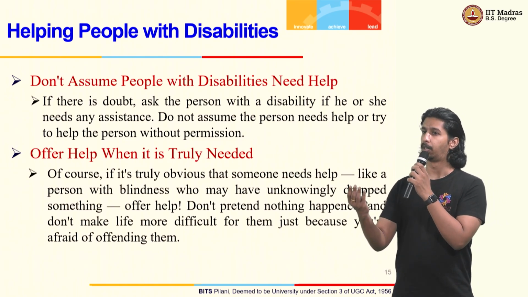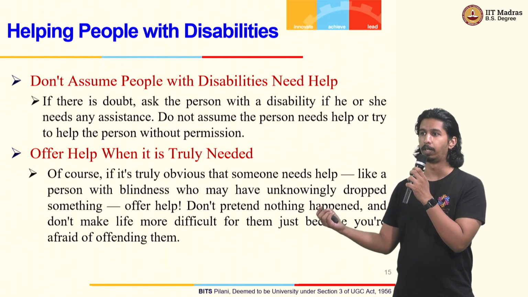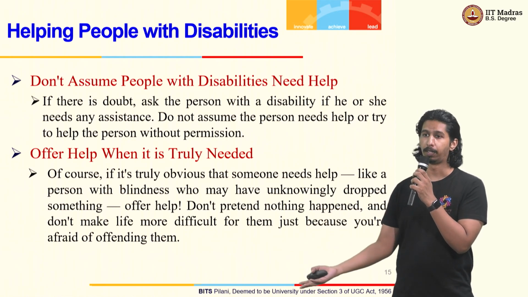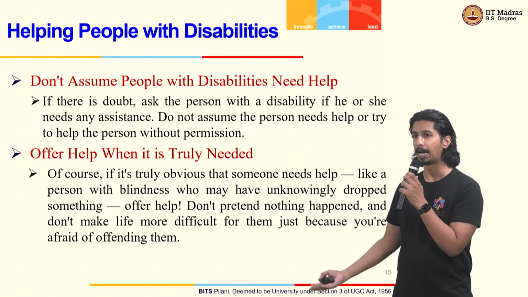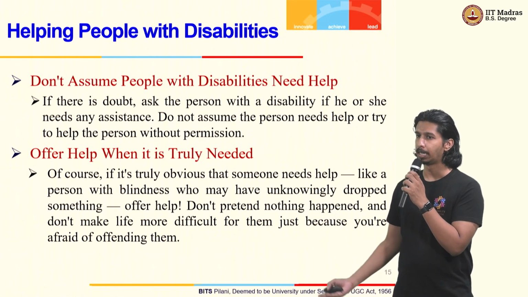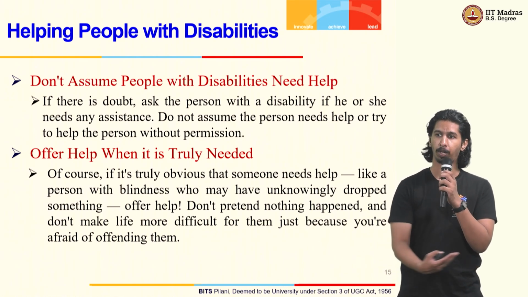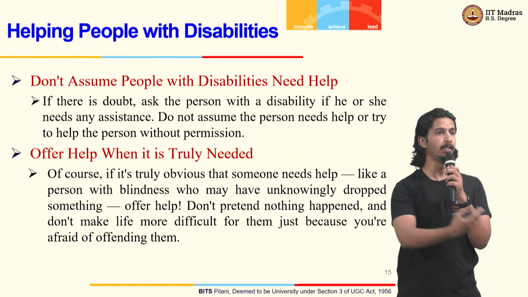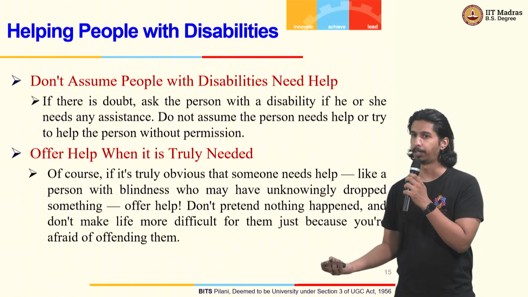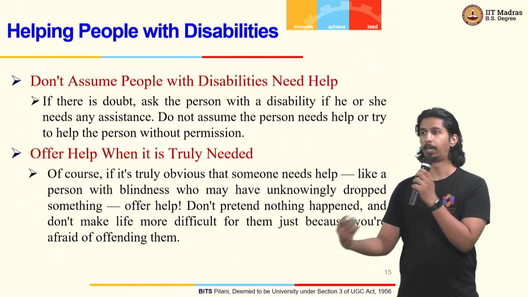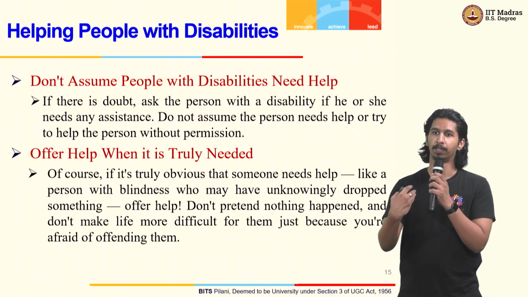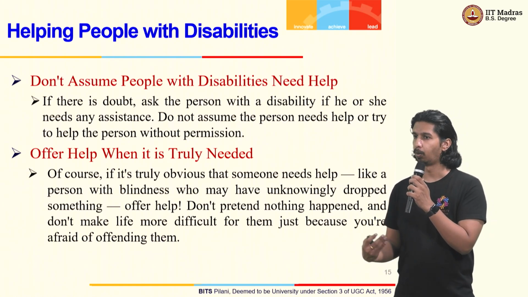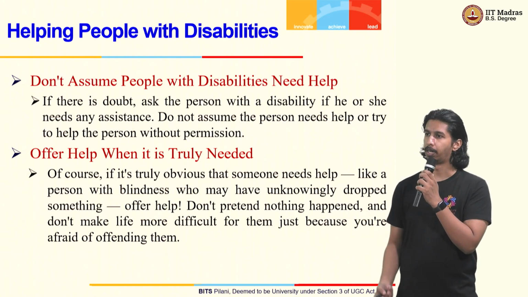For example, if a person with blindness has, say, left their wallet on the way, or if something has fallen down from their bag which they have not noticed, in those cases, definitely go ahead and help them, and don't go to the other extreme thinking that maybe I'll offend them and I should not help them, right? When it is truly obvious, go ahead and do it. In other cases, first ask them if they need assistance before directly jumping in or assuming that they need help.